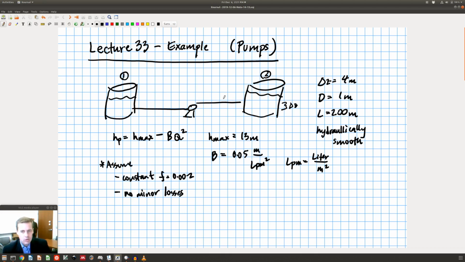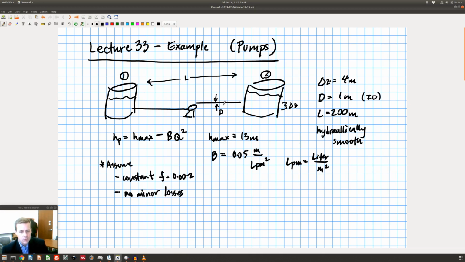The pipe diameter here is 1 meter, and we'll say that's the inner diameter. We've learned a little bit about pipes to know that we need to use the inner diameter. Note that this is an extremely large pipe. This is just picked for convenience and calculation. You really wouldn't hardly ever have a pipe that big. And we're going to assume that the length of the pipeline is 200 meters.